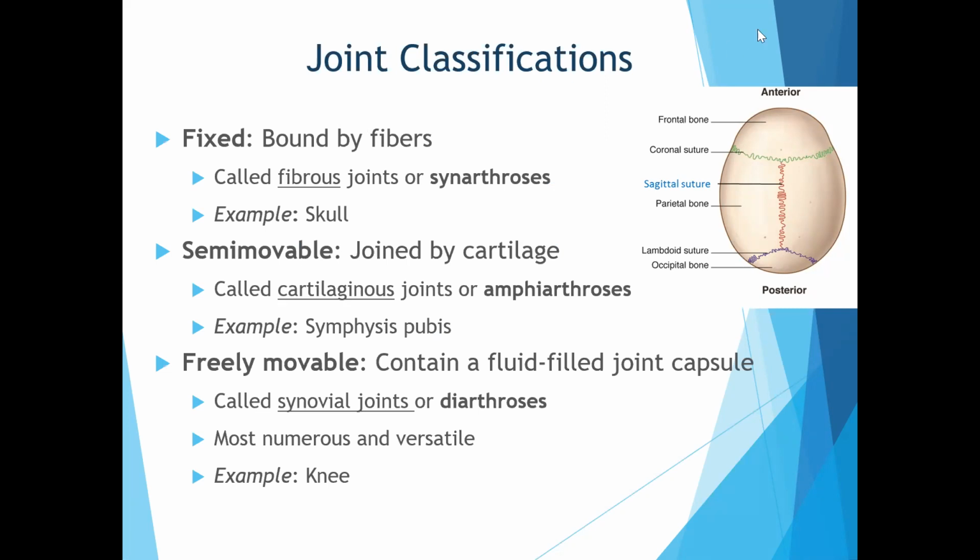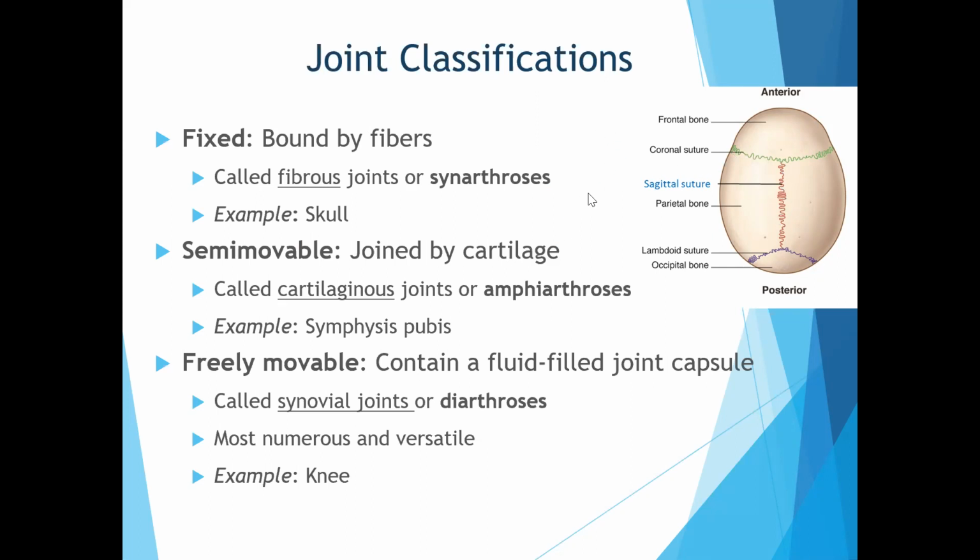All right, so fixed, meaning they're bound by fibers. Like I said, those are your fibrous joints. Another word for that is synarthroses. So don't get that confused with your synovial joints. A fibrous joint is a synarthroses. So an example of that is the sutures in your skull. So it's considered a joint, but there's really not going to be any movement in these sutures.